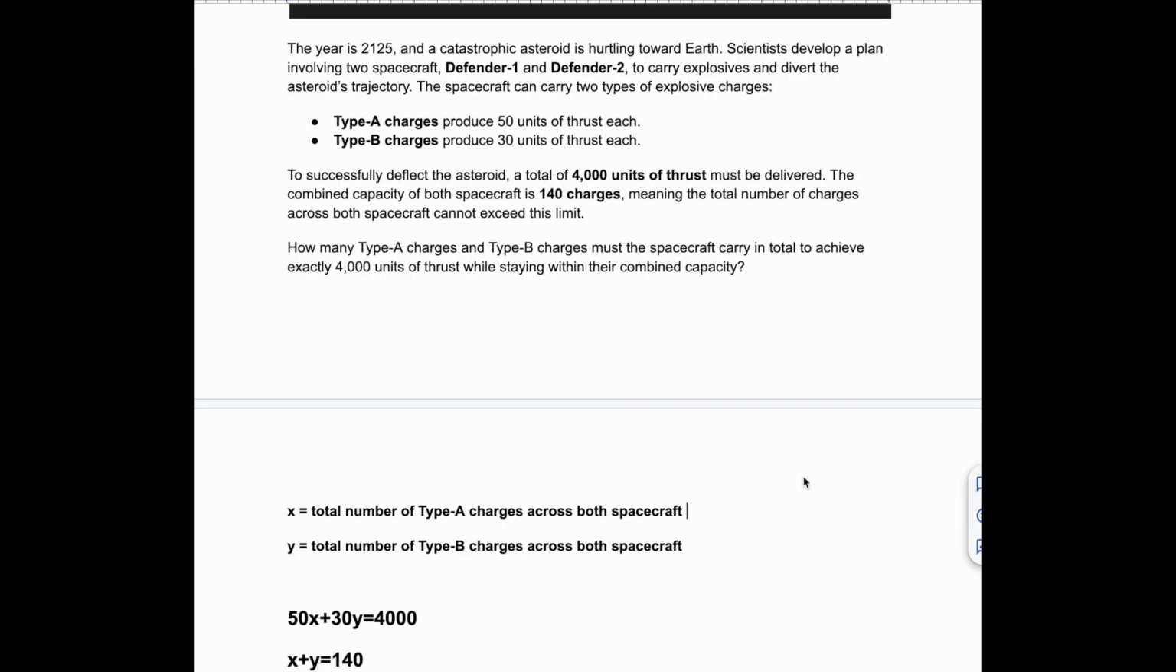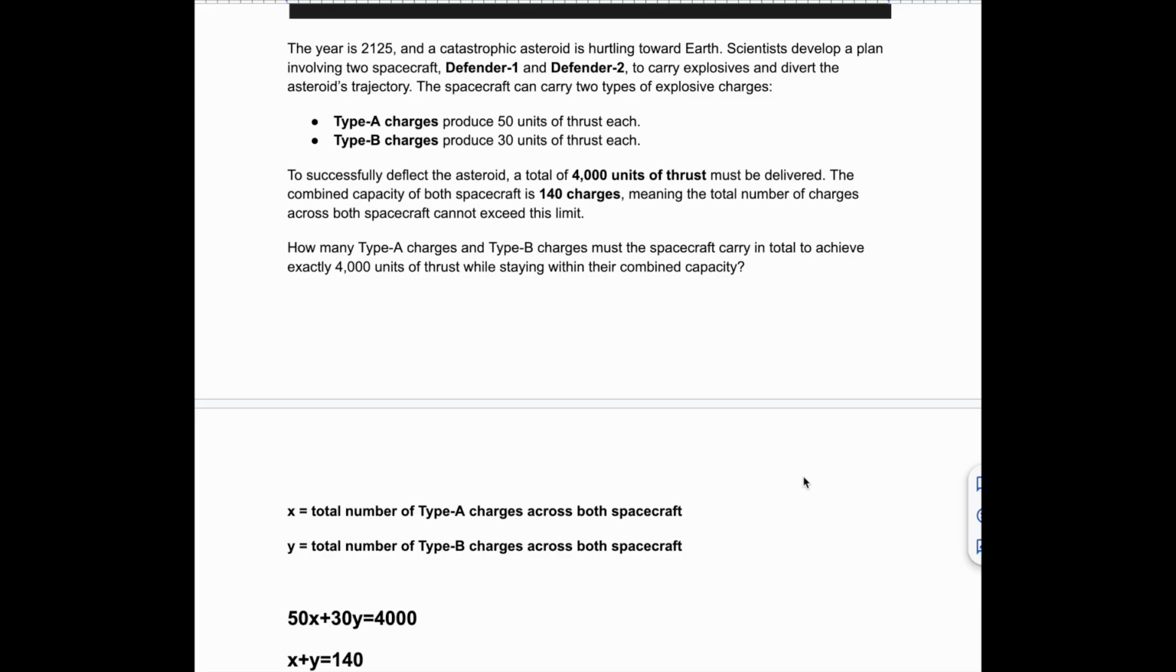The year is 2125, and a catastrophic asteroid is hurtling towards Earth. Scientists develop a plan involving two spacecraft, Defender 1 and Defender 2, to carry explosives and divert the asteroid's trajectory. The spacecraft can carry two types of explosive charges. Type A charges produce 50 units of thrust each. Type B charges produce 30 units of thrust each. To successfully deflect the asteroid, a total of 4,000 units of thrust must be delivered.